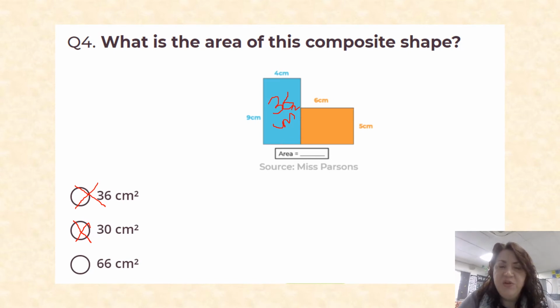So what do I do to find the area of the orange shape? I'm going to do 6 times 5. And that one you should be able to work out quite easily is 30. And that would be centimetres squared. So now to find the area of the whole shape, I just need to add them together. 30 and 30 is 60. Add the 6 is 66.